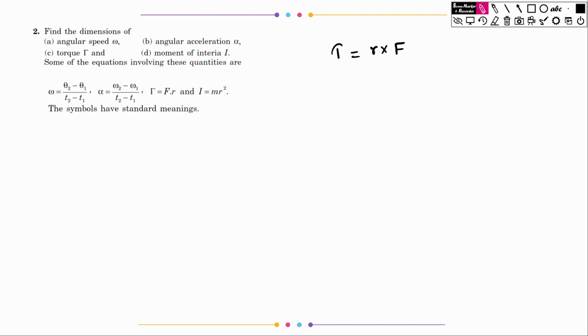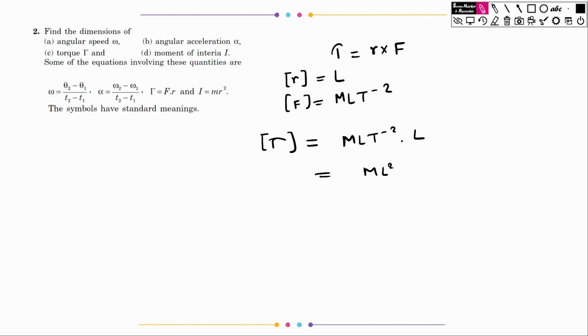Now we have to find the dimension of torque, that is tau. So first comes the r part, which is nothing but length. Then comes force. Dimension of force is m L t to the power minus 2. Therefore, we can write the dimension of torque tau as m L t to the power minus 2 into L. That is m L square t to the power minus 2.